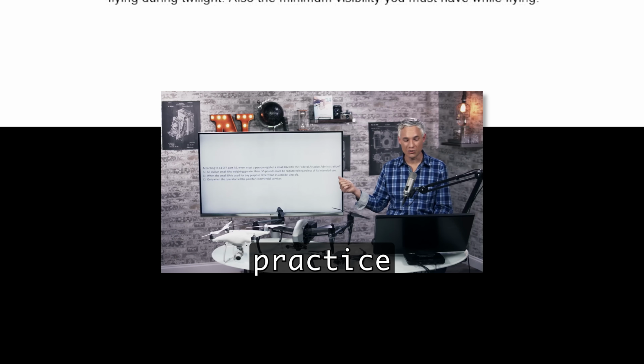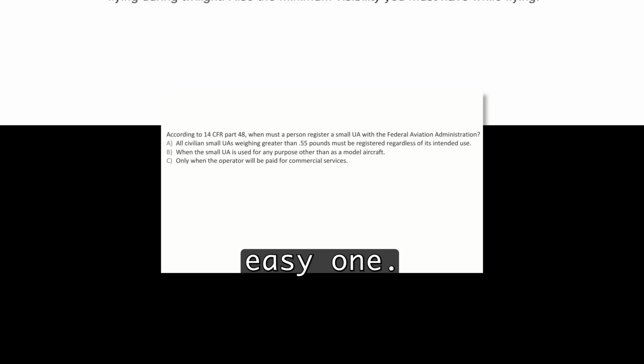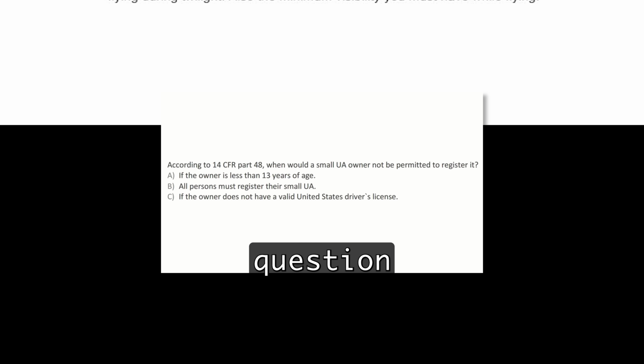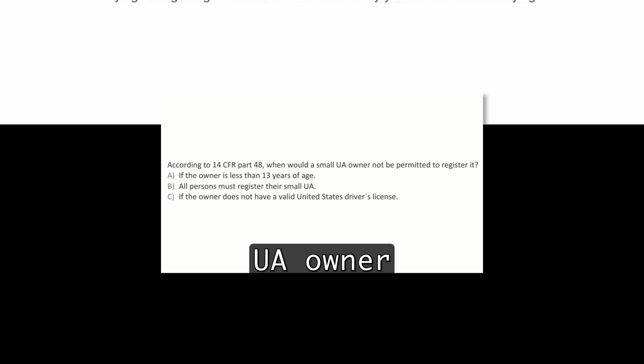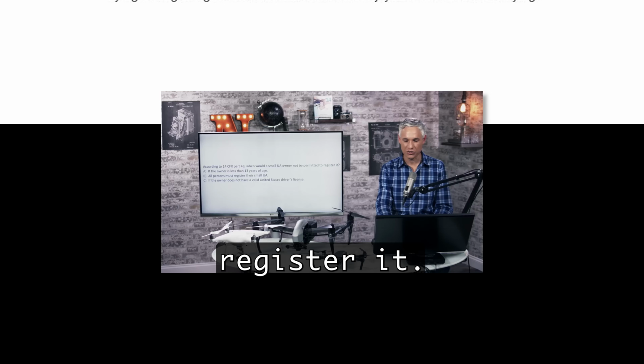Another related practice test question, according to whatever part of the law: when must a person register a small UA with the FAA? Again, when it weighs greater than 0.55 pounds. That's an easy one. Here's another sample test question on the same topic. You'll see a lot of questions hitting the same point over and over again. When would a small UA owner not be permitted to register it? When they're less than 13. Again, 12-year-olds can't register it.